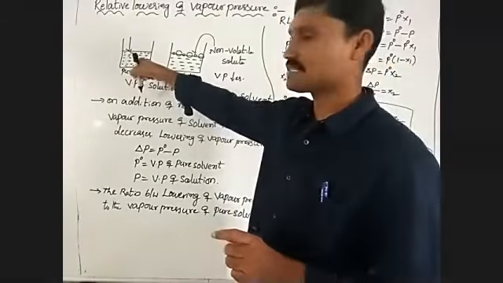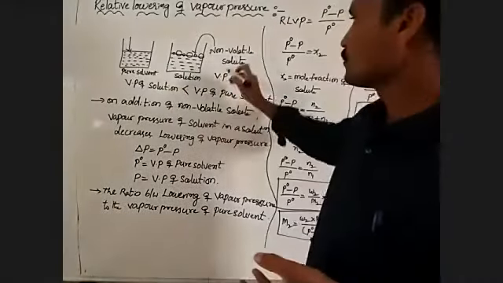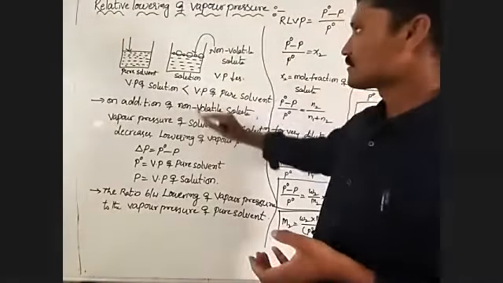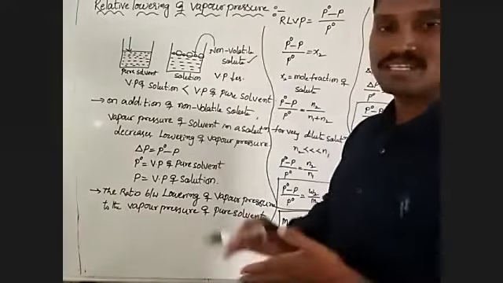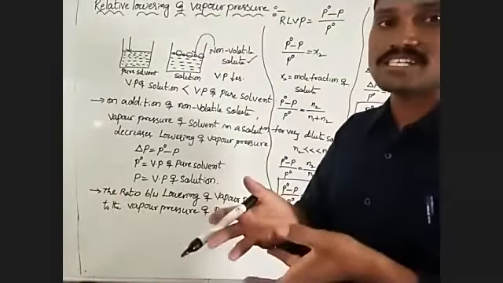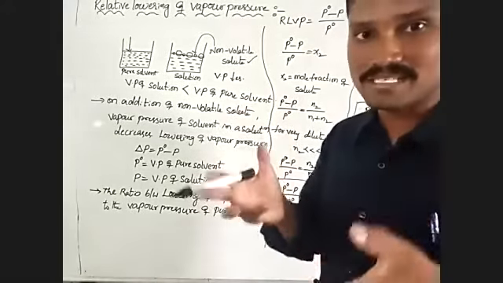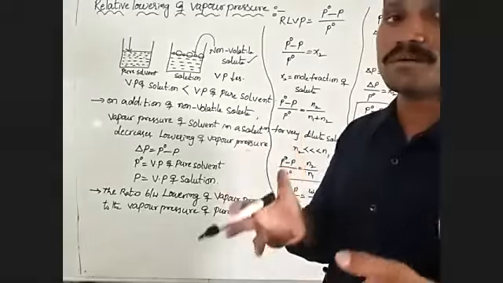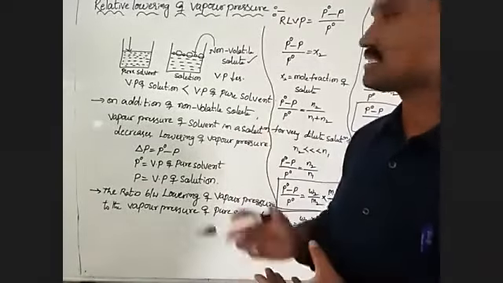So this vapor pressure is more. In this pure solvent, we are adding a non-volatile solute. Then the vapor pressure decreases. This decrease of vapor pressure is called lowering of vapor pressure.